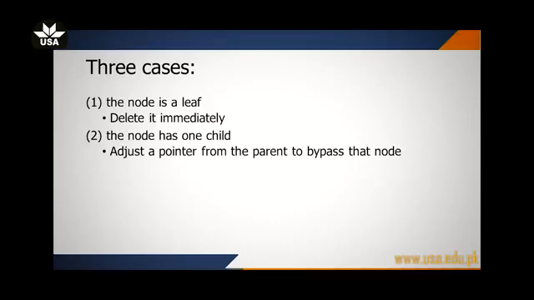Next, the second case can be the node that has one child. In this case, the child can be a left child or a right child of the parent. You simply have to bypass the node by connecting the parent with the child. We can simply delete the node by connecting the child node with the parent of the node to be deleted. So the node which has one child can be deleted by adjusting a pointer from the parent to bypass that node.